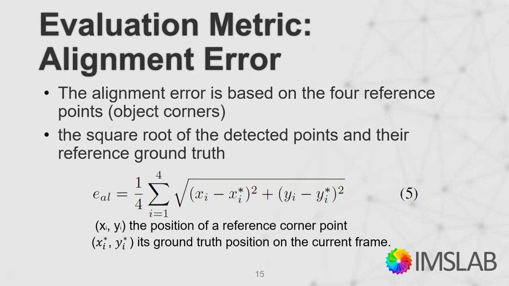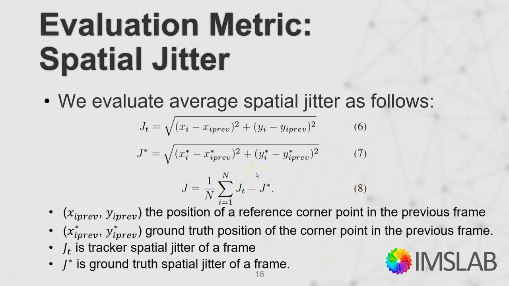The alignment error is based on the 4 reference points, the object corners, and is defined as the square root of the squared distance between the detected points and their reference ground truth, and can be calculated as follows. Additionally, we evaluated the spatial jitter of POT algorithms. We did it because the object pose detection by POT algorithms usually has small but visually noticeable differences between adjacent frames, even when the object and camera do not move, which results in 3D model shaking, or spatial jitter. And spatial jitter can be calculated as follows.